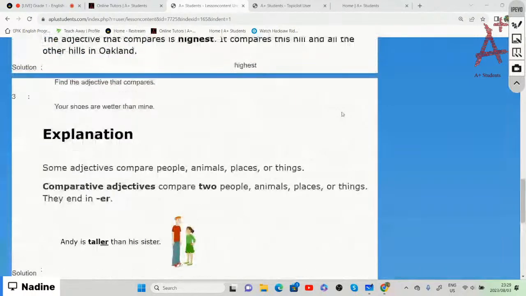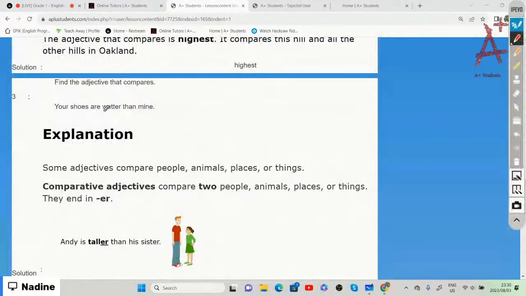Your shoes are wetter than mine, right? So if we identify the adjective that compares in that sentence, we will choose wetter. So wetter is an indication that it is also a comparative adjective, right?